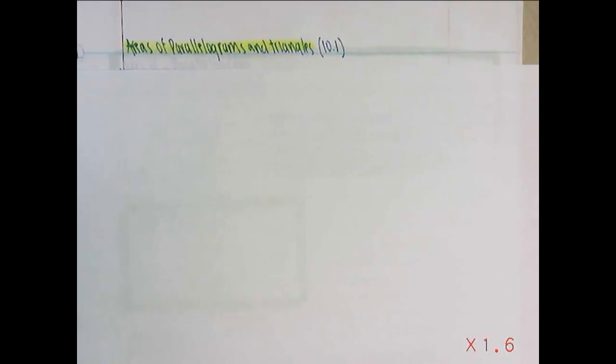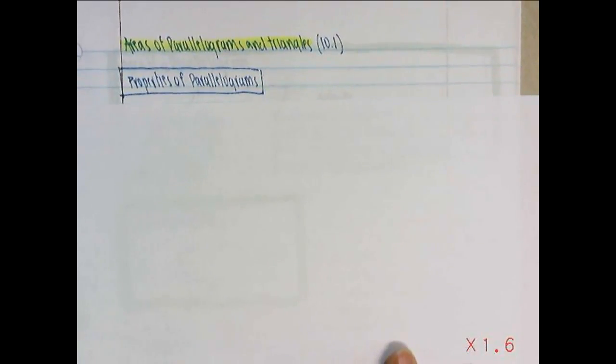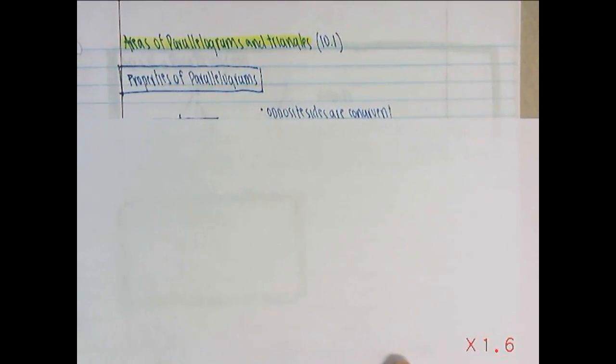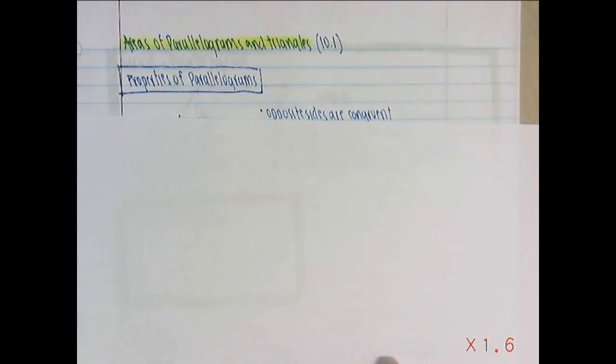This is 10.1. And let's get started. The first thing that we want to talk about are the properties of parallelograms, right? So there's a couple here, so nothing too crazy, but some writing. The first one is that opposite sides are congruent.